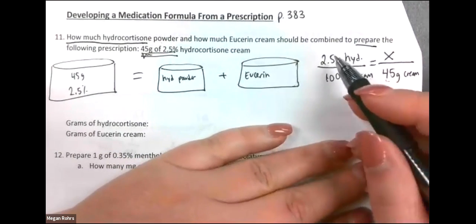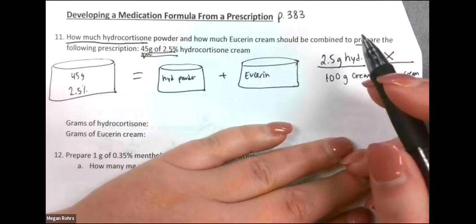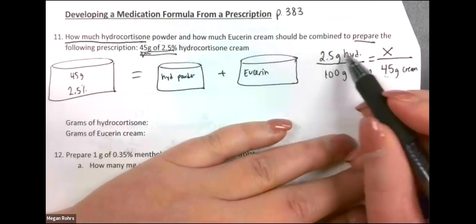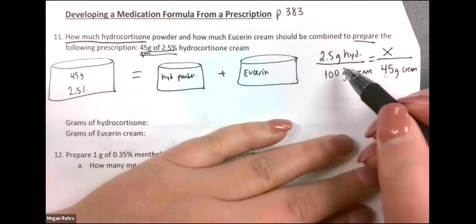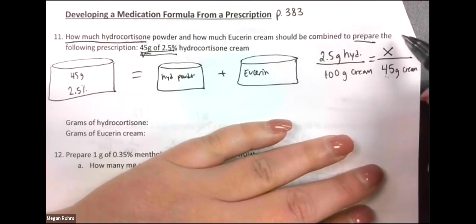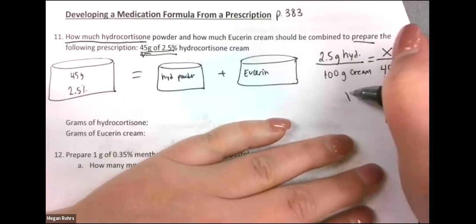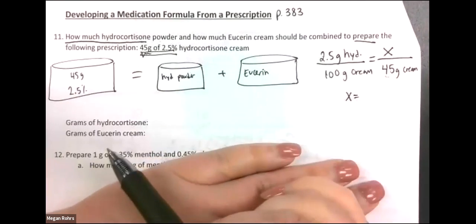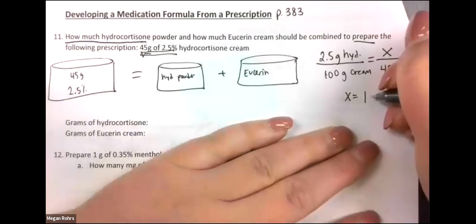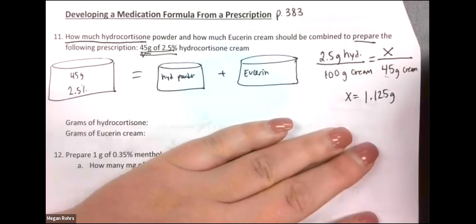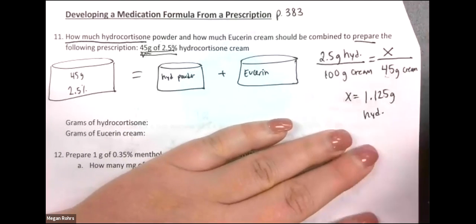Especially when you get to these weight per weight, or even volume per volume, specify what each of these units are. It's always active over total. That way you know where to put your X on this side of the equation. When I solve for X, that's going to tell me how much hydrocortisone powder I will need. So 45 times 2.5 divided by 100 gives me 1.125 grams. That was my hydrocortisone.